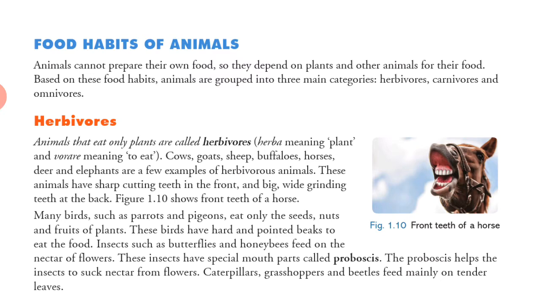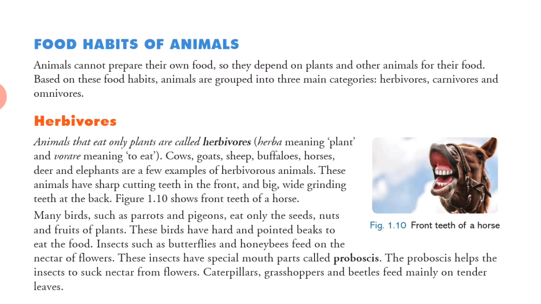We will discuss this topic today. Our chapter is Food and Its Components. Animals cannot prepare their own food, so they depend on plants and other animals for their food. Based on these food habits, animals are grouped in three main categories: herbivores, carnivores, and omnivores.